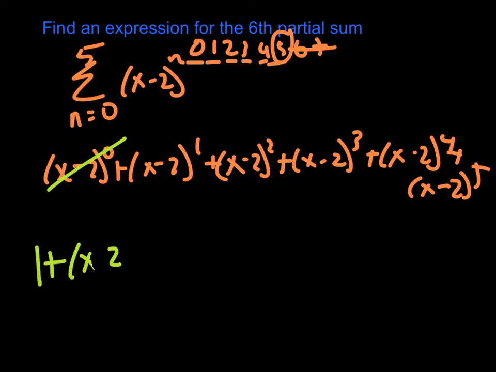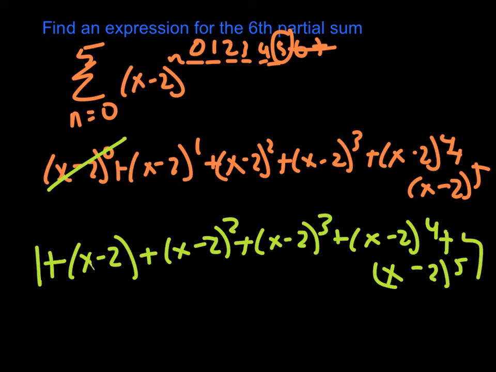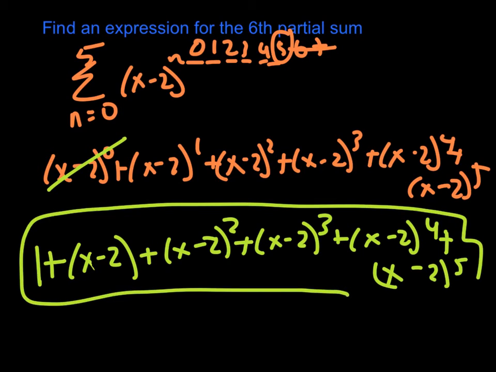Not plus, minus. Plus (x - 2) squared plus (x - 2) cubed plus (x - 2) to the fourth plus (x - 2) to the fifth. So this is what an expression for a sixth partial sum would look like.